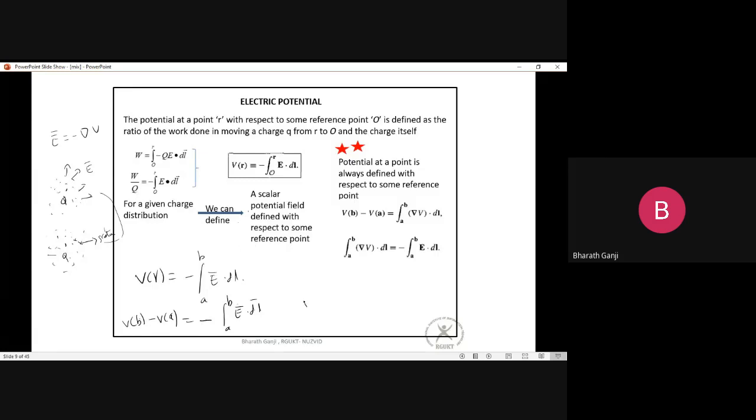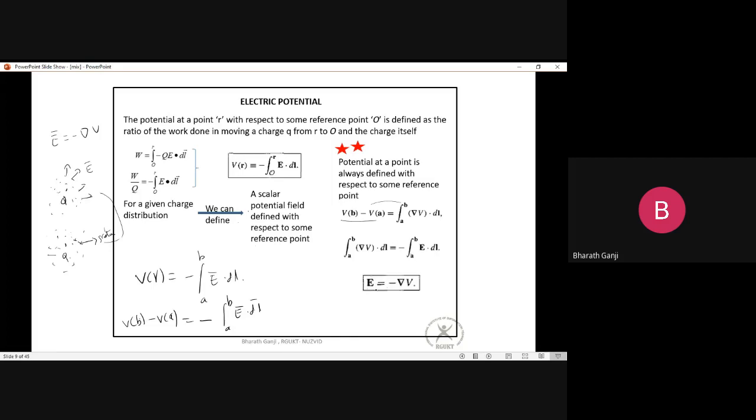Some textbooks write it as VB minus VA is equal to the integral from B to A of E bar dot dl bar. So don't get confused, they simply put the minus sign and write it. From our previous fundamental theorems, you can always write the difference of a scalar function as the gradient of that scalar function dot product with dl. If you use those theorems, you can actually prove that.